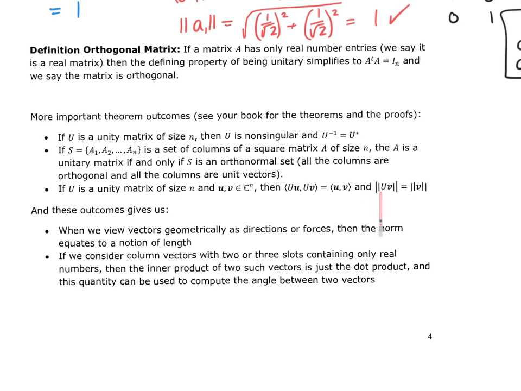And the norm of the unitary matrix times the vector v is the same thing as just having the norm of v. Why do we care about these? Well, for one thing, it allows us to view vectors geometrically as directions of forces, and the norm will equate to the notion of length. So we can start thinking about graphing these and what it does for us in terms of forces. If you're an engineering student, we're really going to start to be able to visualize what's going on with all of the math that we set up to get to this point.